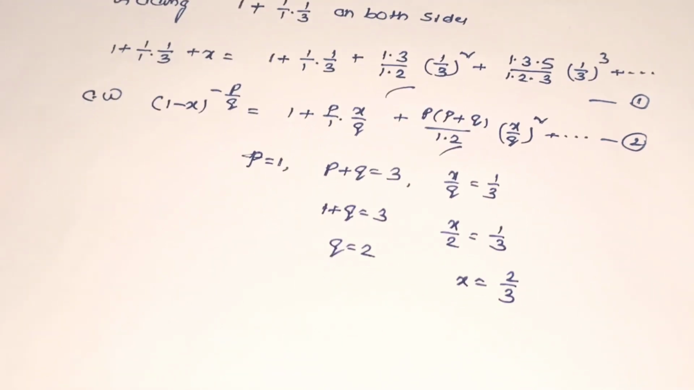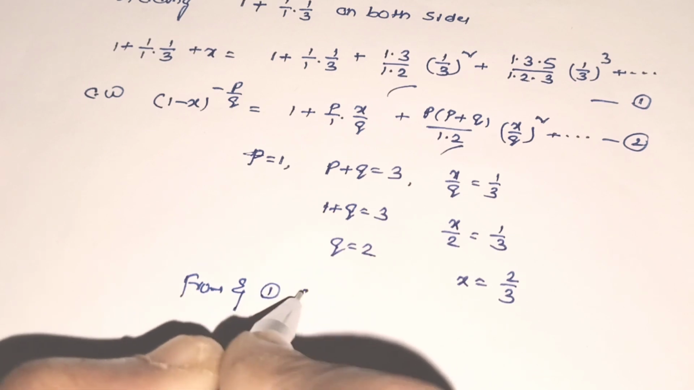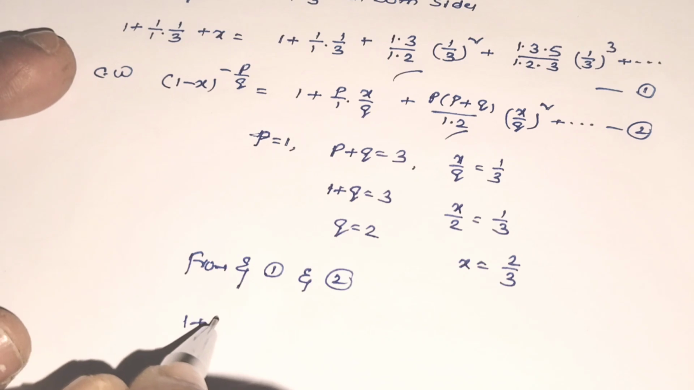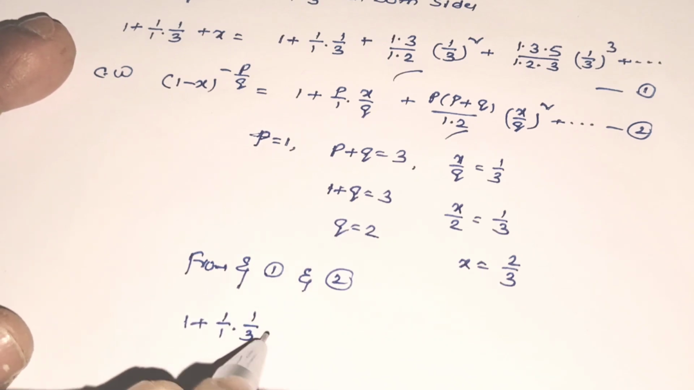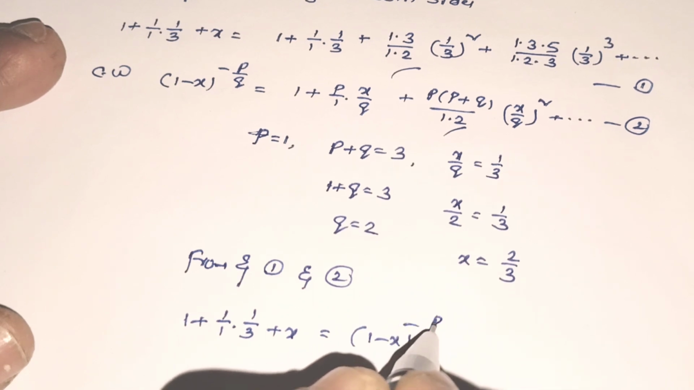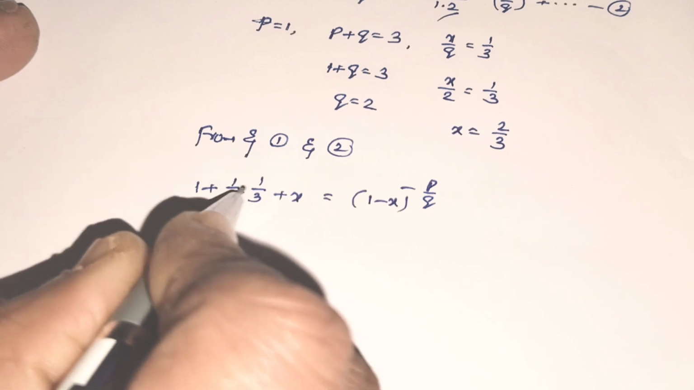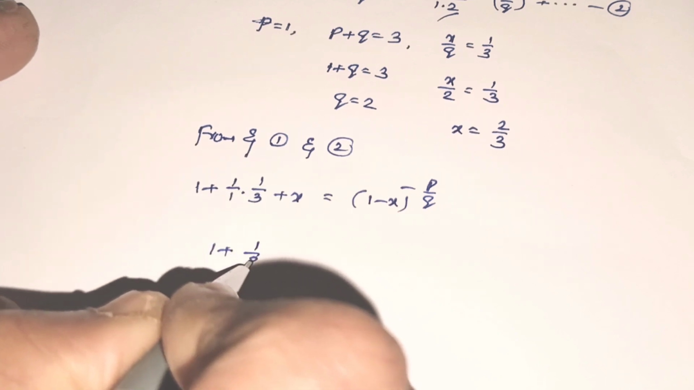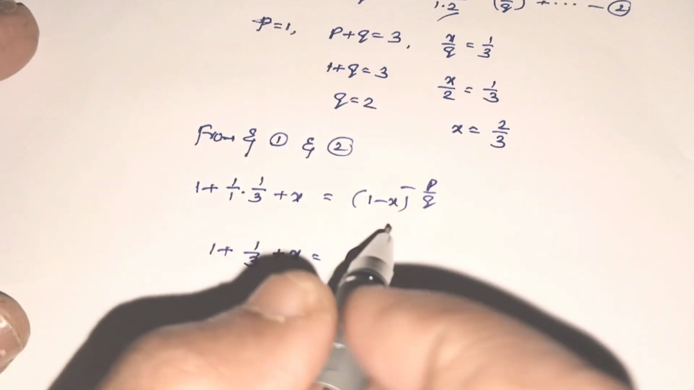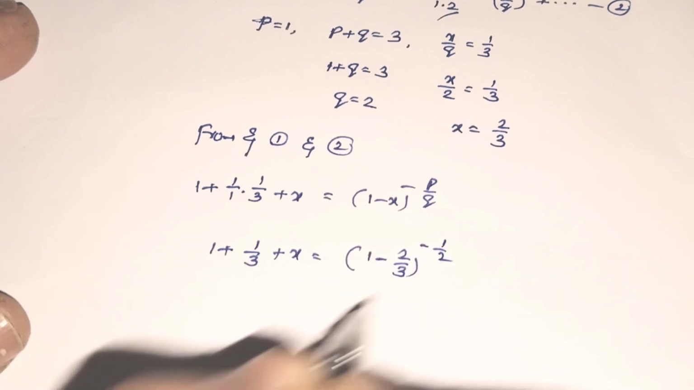Now substituting the two values in the equations. Therefore from equations 1, taking the LHS values of these two series, that is LHS value of the first equation, 1 plus 1 by 1 into 1 by 3 plus x is equals to LHS value of the second series, 1 minus x power minus p by q. Okay, now replacing the values, 1 plus 1 into 1 into 3. So this is 1 by 3 only, 1 by 3 plus x is equal to, now we have to replace all the 3 values in the formula, that is x is equal to 2 by 3, p is equals to 1, q is equal to 2.